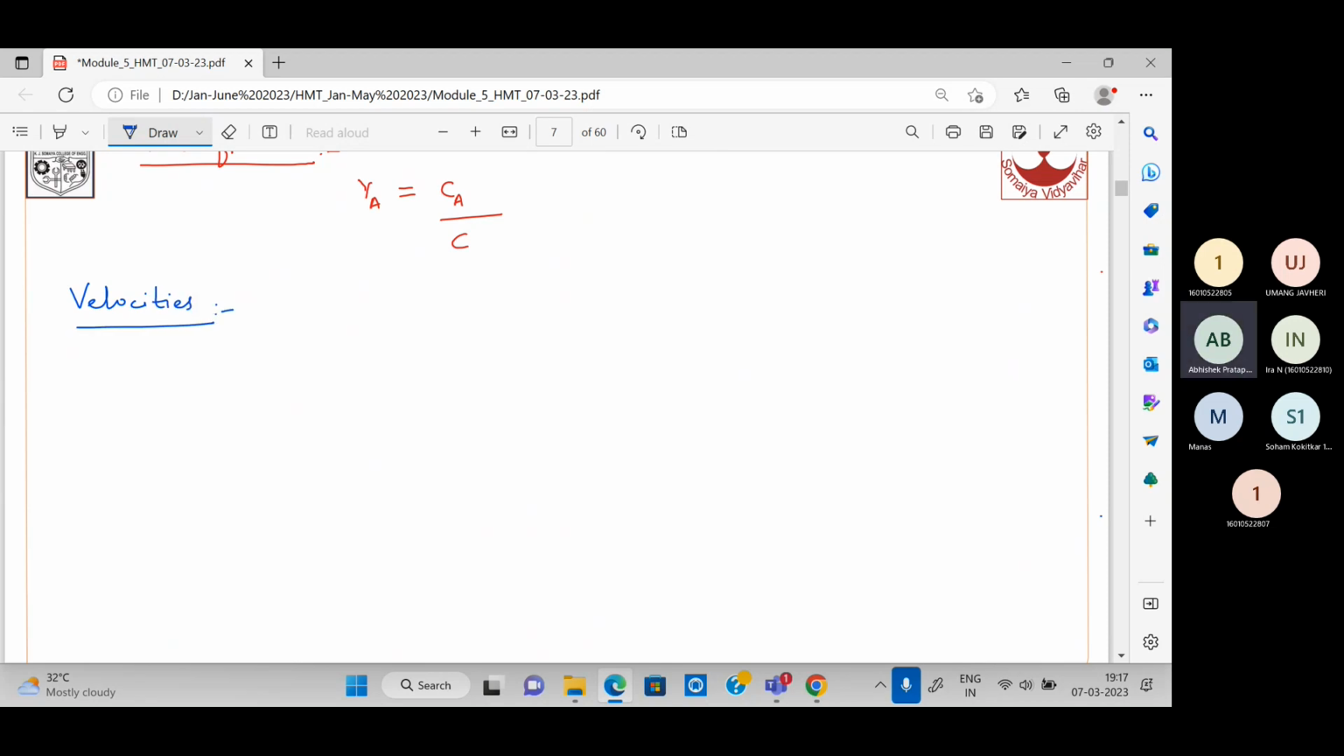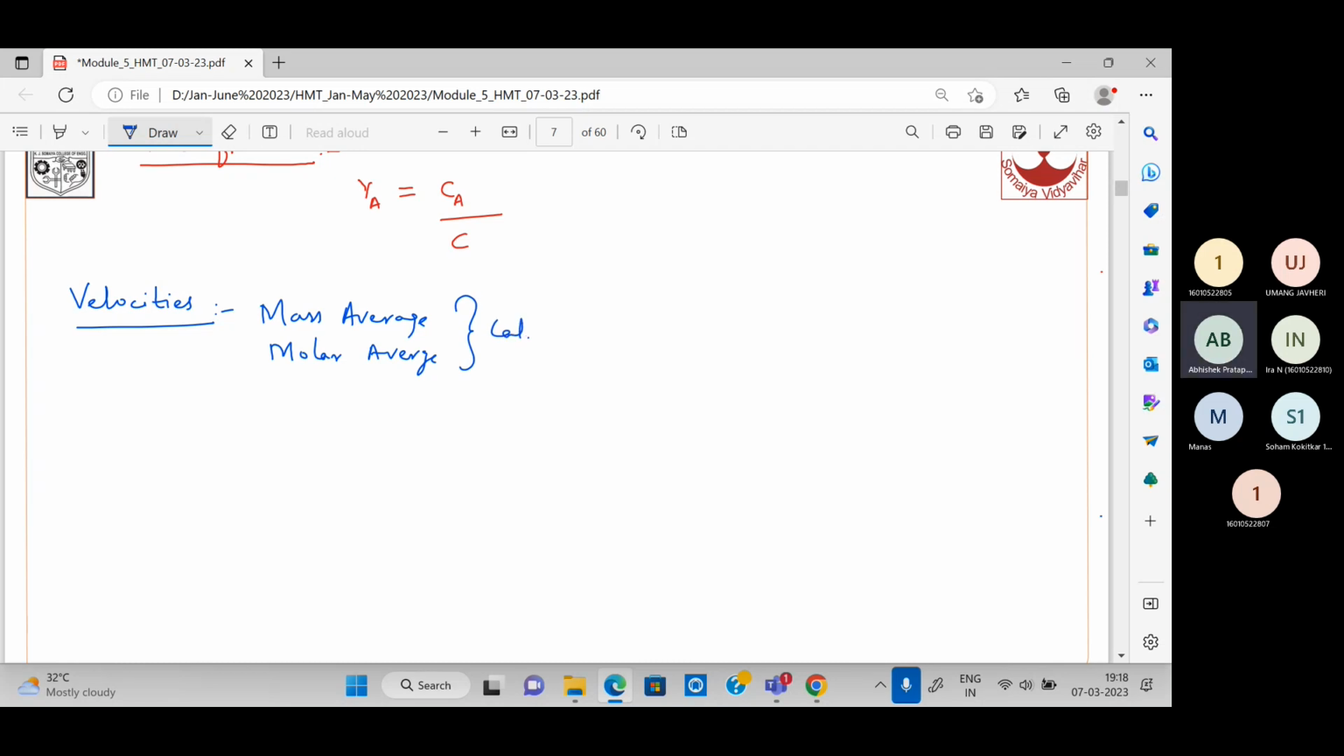So what is velocity? The bulk velocity of a mixture, in which different components have different mobilities, can be calculated either on a mass average or a molar average basis.